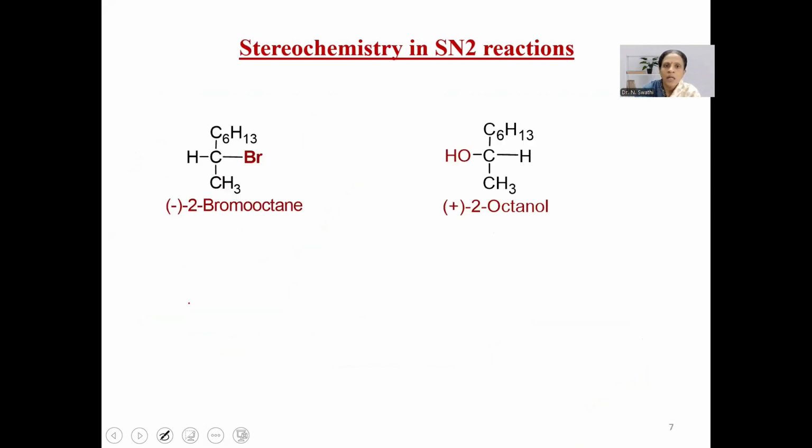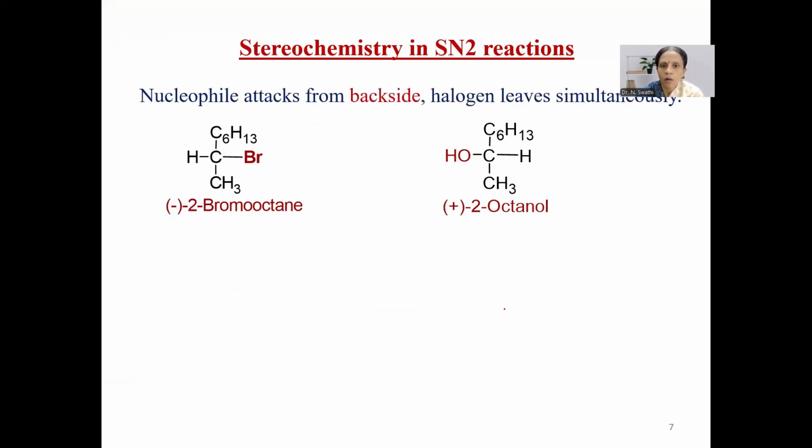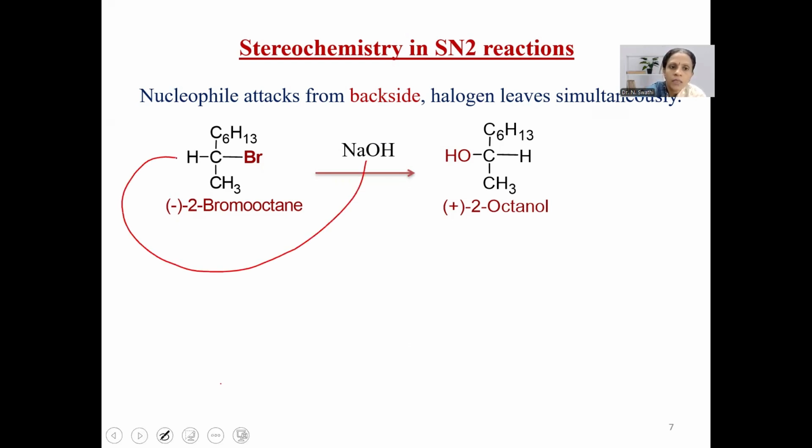Now let us try to understand the stereochemistry in SN2 reaction. So let us consider the same example here. 2-bromo-octane, laevo form of the 2-bromo-octane. So keep the mechanism in mind always. In SN2, it is backside attack. So what happens? The nucleophile OH minus ion from sodium hydroxide will be attacking from backside. As a result of which we get 2-octanol as the product here also.